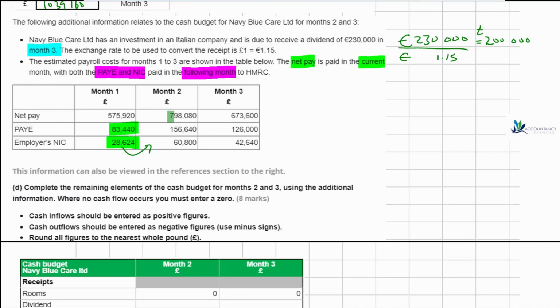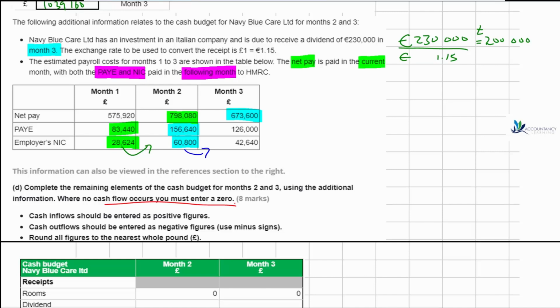And so we just need to make sure that we're identifying all the right cash flows for the 2 months. So we're told then to complete the remaining elements of the cash budgets for month 2 and 3 using the additional information. Where no cash flow occurs, you must enter a 0. Again, remember the computer is going to be marking this, so if you leave it blank when it says put in a 0, you will not get a mark for that. So you need to make sure you follow the instructions carefully.